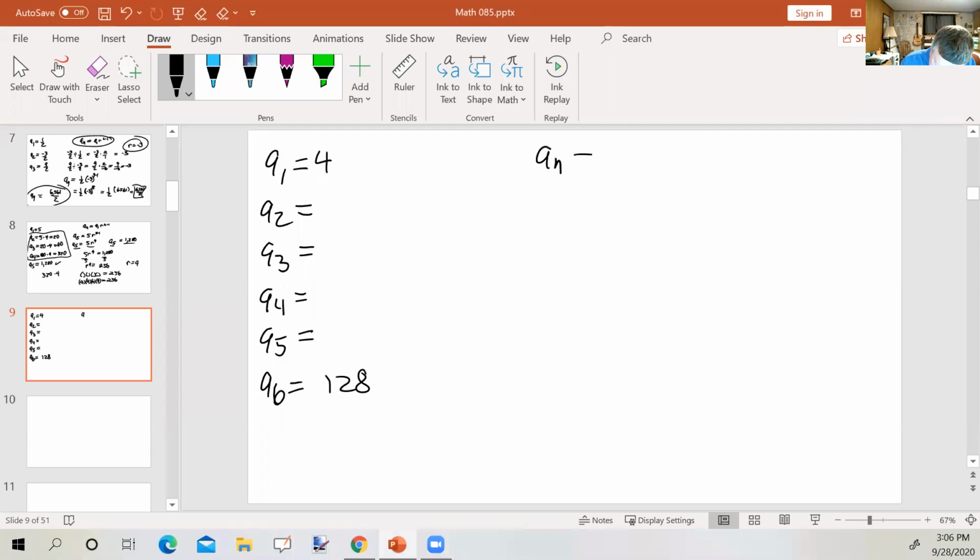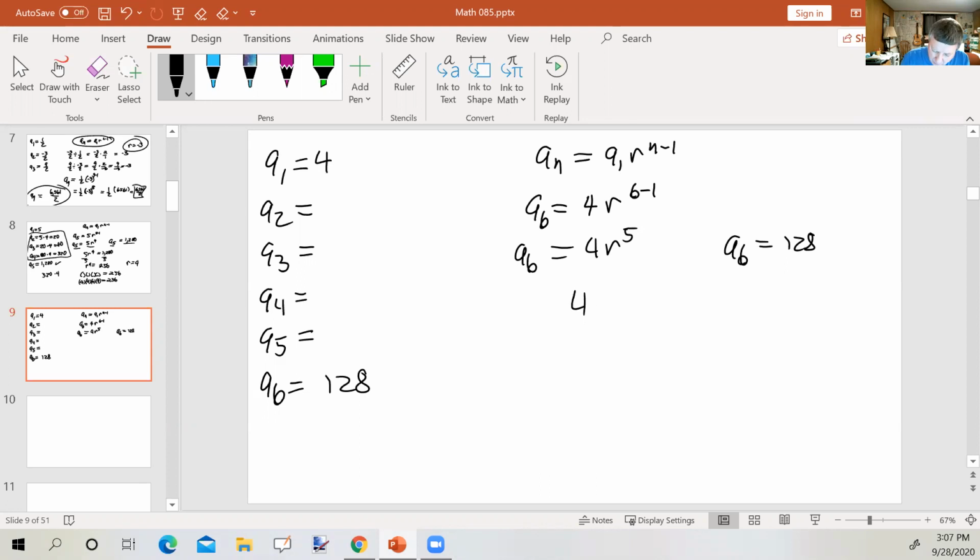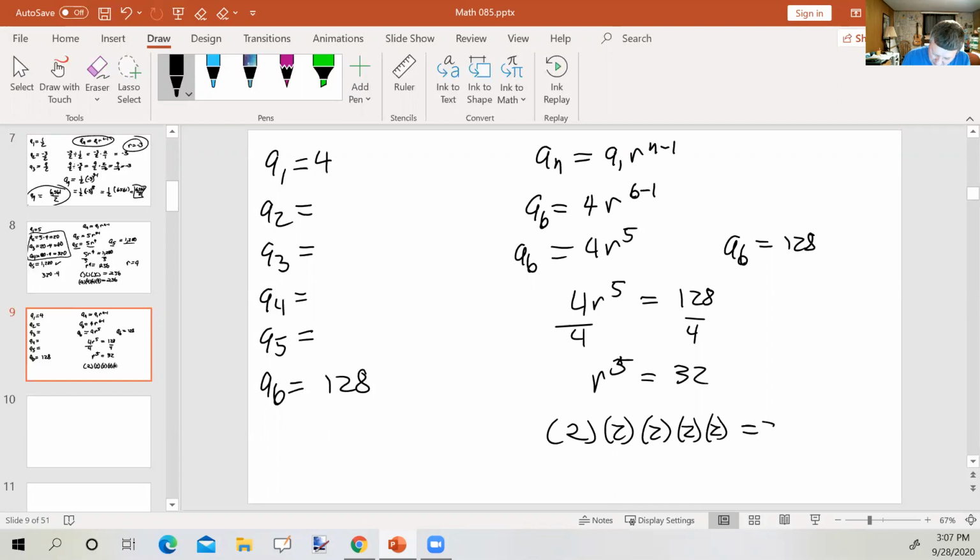And I'm going to use the formula a sub n equals a sub 1 r to the n minus 1. And let's see. I know that a sub 6 is a sub 1, which is 4, times r to the 6 minus 1 power, which is 4 r to the fifth. So a sub 6 is 4 r to the fifth. But I also know that a sub 6 is 128. Therefore, 4 r to the fifth equals 128. Divide both sides by 4. r to the fifth equals 32. Well, 2 times 2 is 4, times 2 is 8, times 2 is 16, times 2 is 32. So r equals 2.